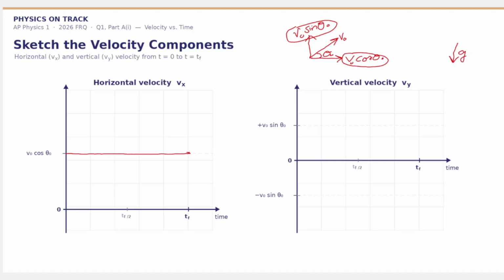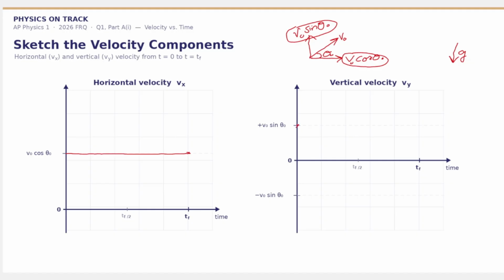So the velocity at the starting point is in the upward direction, and the acceleration is in the downward direction. They are against each other. So when they are against each other, the velocity is going to decrease. That's why it keeps going up until it reaches a maximum height where the velocity in the vertical direction becomes 0, and then it starts to go down. So let's start from the initial velocity, which is v0 sine theta 0 here.